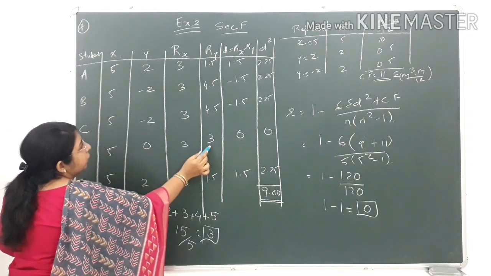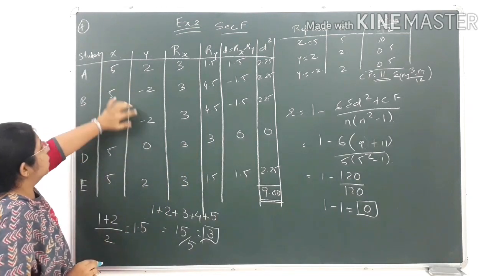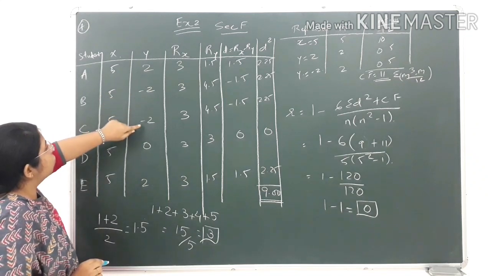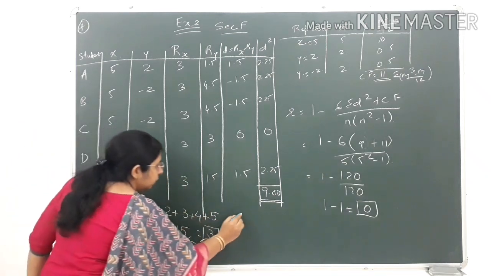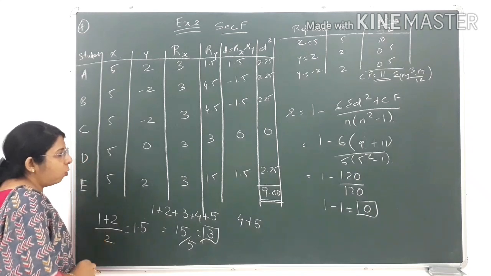So 0 will be given the third rank. Now comes the turn of B and C. B and C students are getting the same marks, that is minus 2, minus 2. So again we have to find the average of it. After the third rank, the next 2 ranks will be 4 and 5. So we have to find the average of 4 and 5.